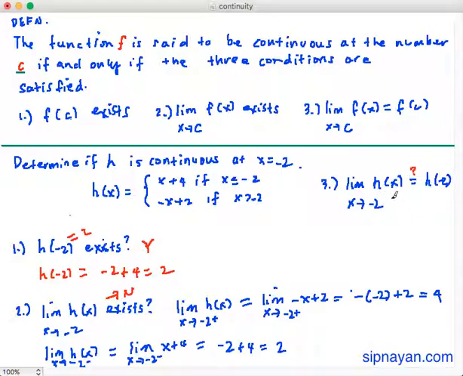Are they equal? The limit here does not exist. So, the limit does not exist. But here, we have a value, which is 2. So, definitely, they are not equal. Therefore, condition 3 does not hold. So, this is yes, no, no. Two conditions do not hold. So, here, we can conclude that h is not continuous at x equals negative 2. And we can look at the graph so you can see that it is really not continuous.